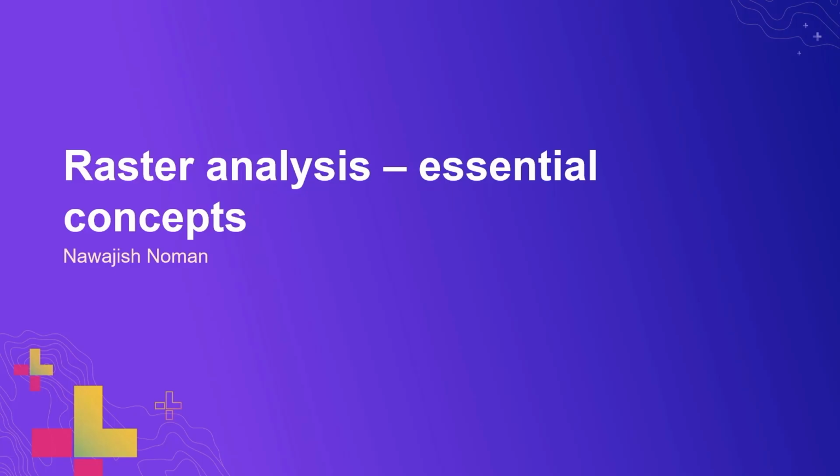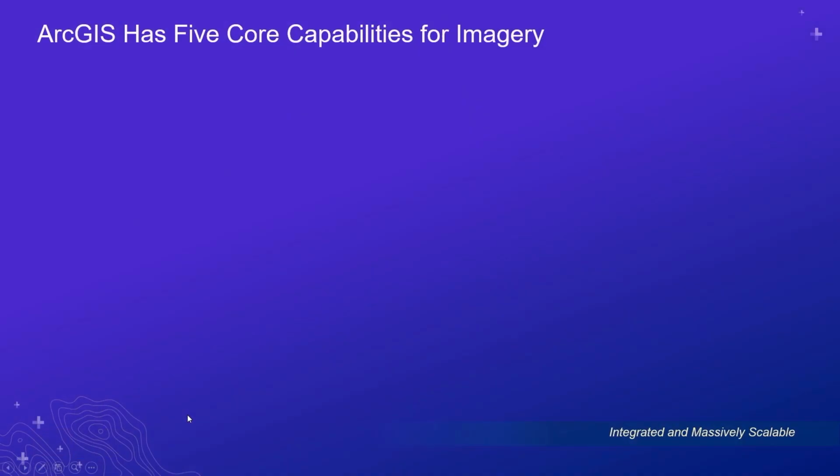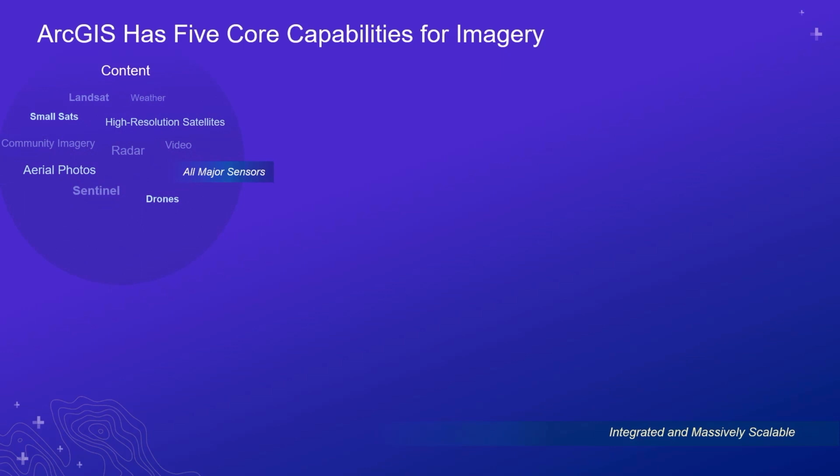Now that you know about the ArcGIS API and the modules, let me talk about raster analysis. ArcGIS has 5 core capabilities for imagery. The first one is, of course, content. You want to first bring content so that you can actually do whatever you want to do with it.